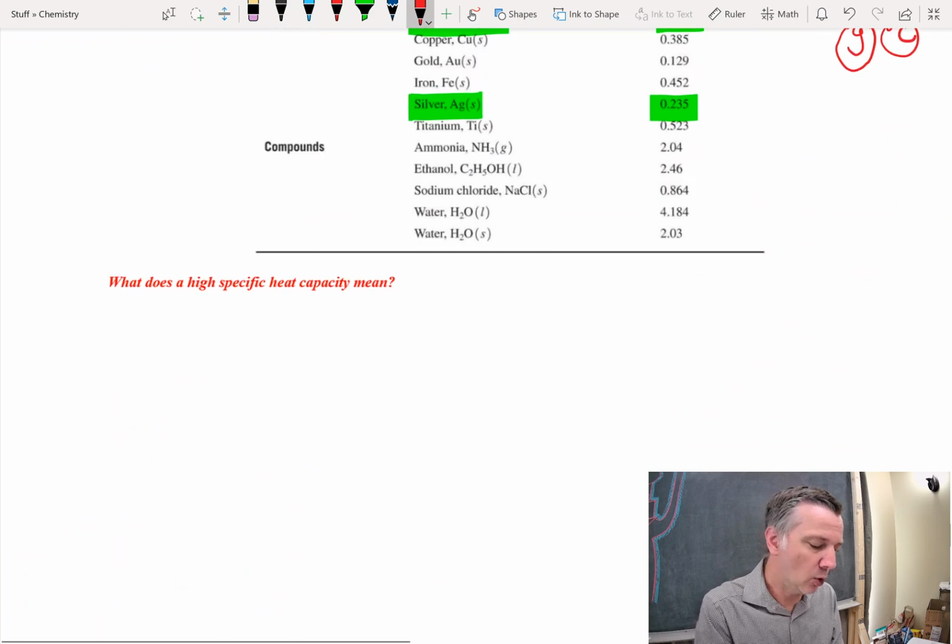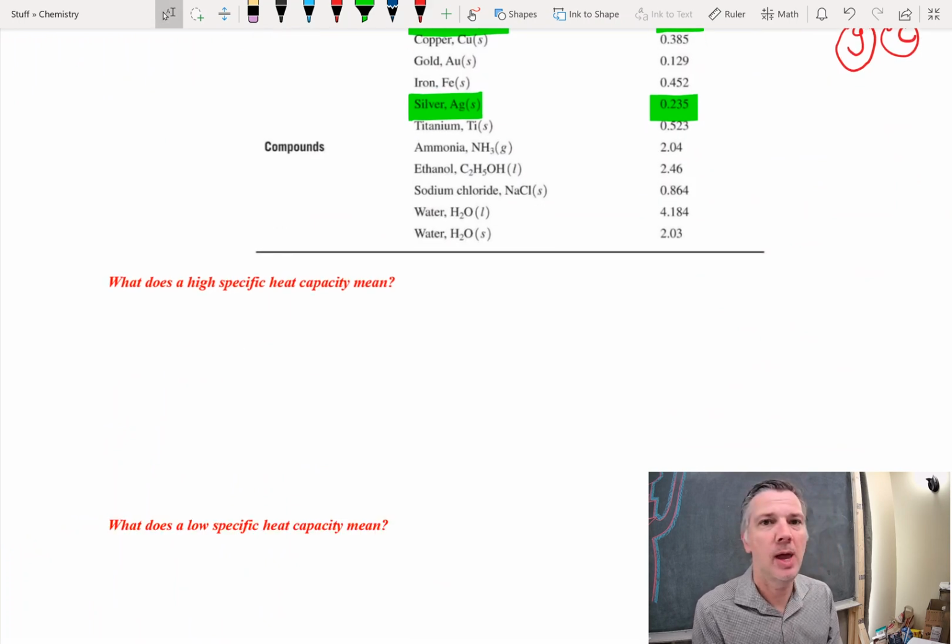So what does a high specific heat capacity mean? A high specific heat capacity means that it takes more energy to heat up 1 gram of that substance 1 degree Celsius.